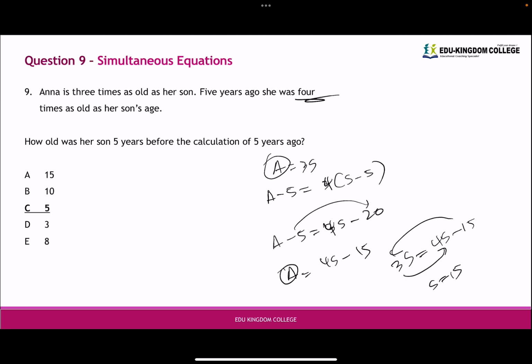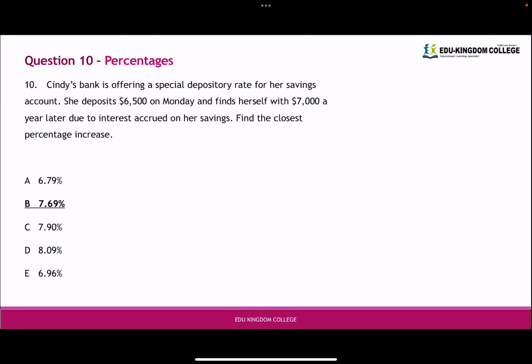So this is now. How old was her son 5 years ago? 5 years before the calculation of 5 years ago, so that's 10 years ago. So it should be 15 minus 10 equals 5.